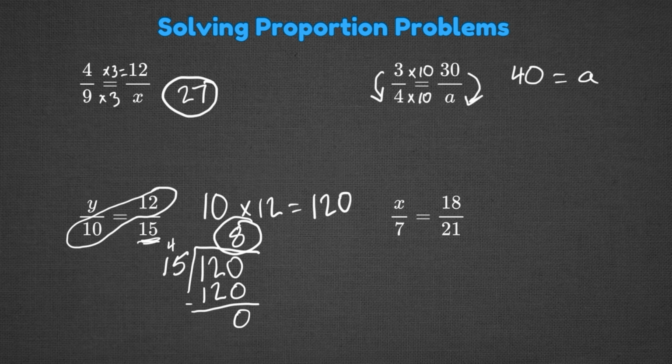And last but not least, if I look down below here, I see that 7 times 3 will get us 21. So something times 3 will get us 18. That something is the number 6. So 6/7 equals 18/21. And that is how you do proportion problems.